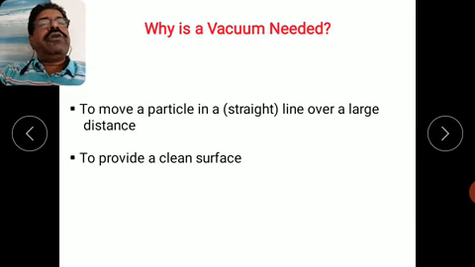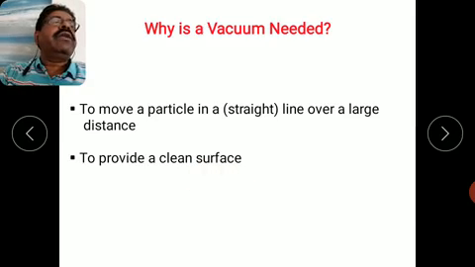So this is possible only when you create a vacuum. And if you don't create a vacuum, what will happen? The gas molecules surrounding the semiconductor will contaminate the semiconducting surface and you will not get a product with the required qualities. So this is why, in order to provide a clean surface, we need to create a vacuum.